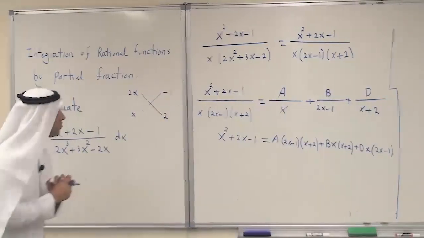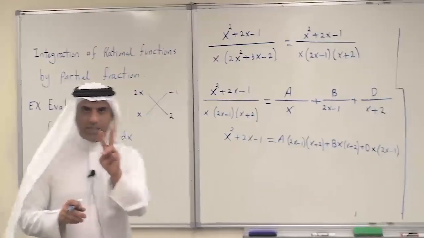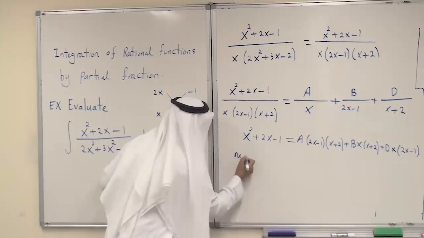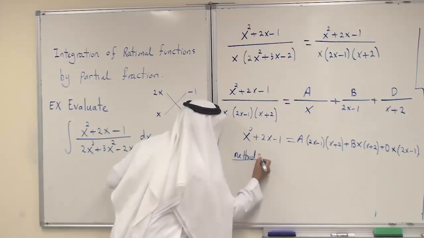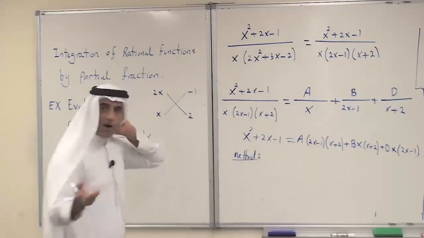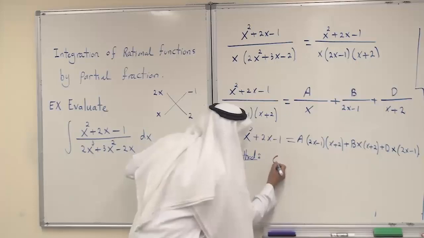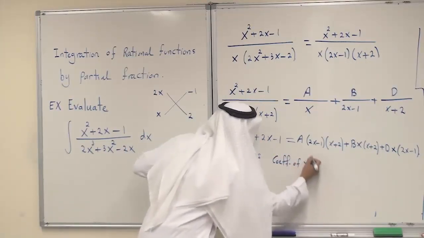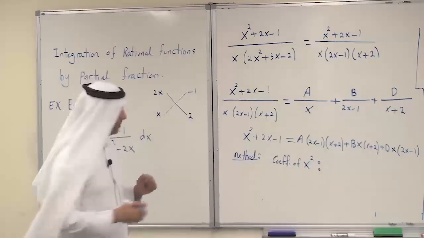Now, how to get these constants, a, b, and d? I will do it in two ways. The first one, method number 1, will use comparison between the two polynomials in terms of coefficients. The coefficients should be the same. So I will start comparing the coefficient of x squared. What is the coefficient of x squared in both sides of this equation?